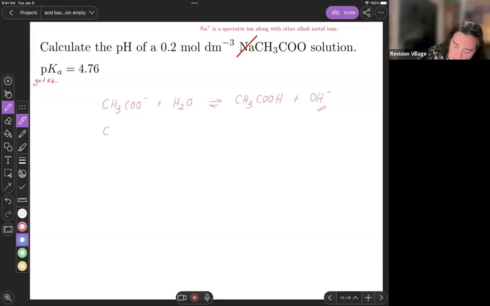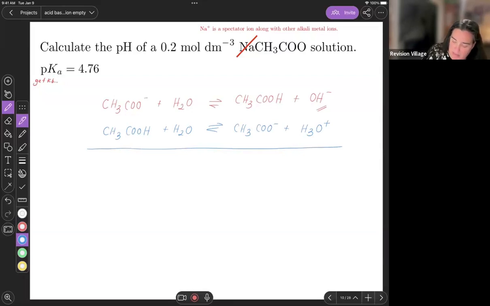I still know the Ka for ethanoic acid. Acids, of course, donate protons to make hydronium. If I add these two equations together and cancel out anything that appears on both sides, the way I would if I was in algebra, I'm going to get H2O plus H2O makes hydronium and hydroxide.